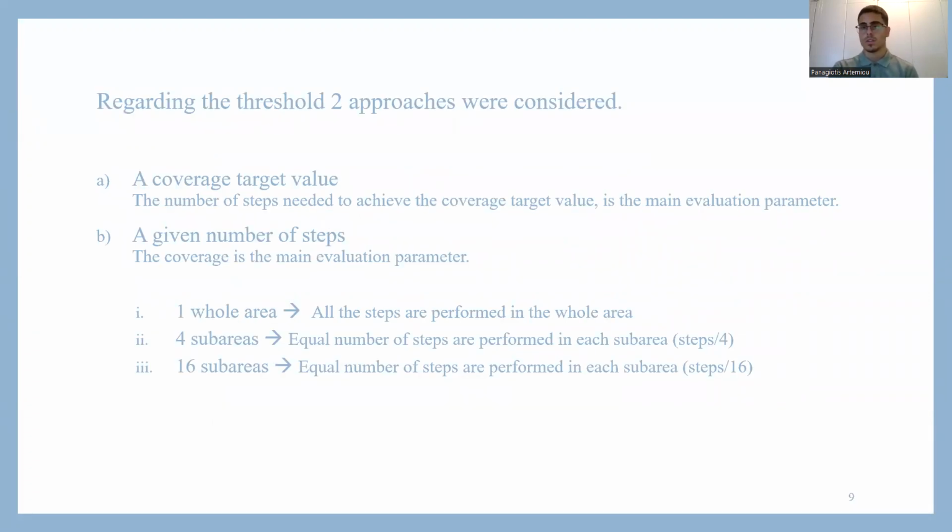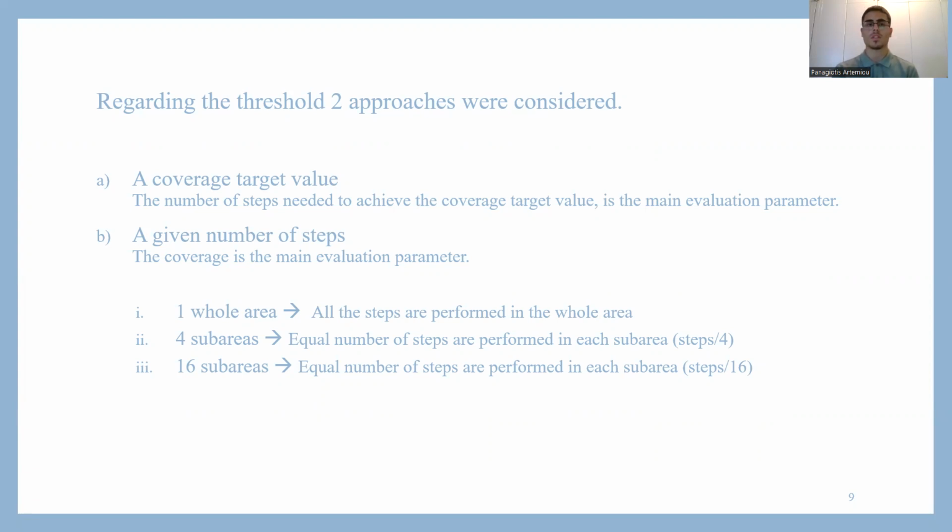Regarding the threshold for moving from one sub-area to another, we considered 2 approaches. In the first one, we gave the robot a coverage target value to achieve. When it is achieved, the robot can move from one sub-area to another. The evaluation parameter here is the number of steps needed to achieve the target value.